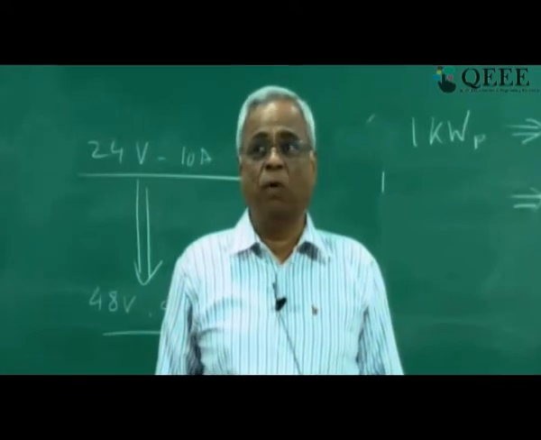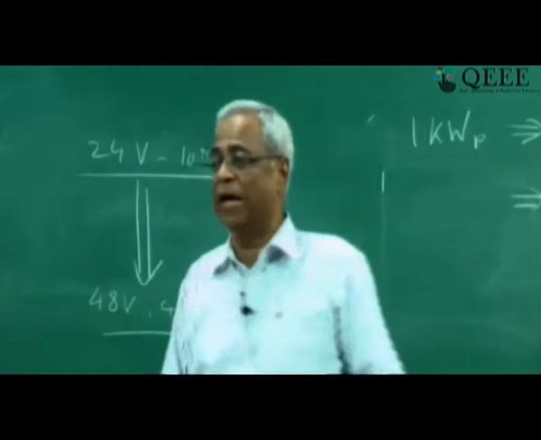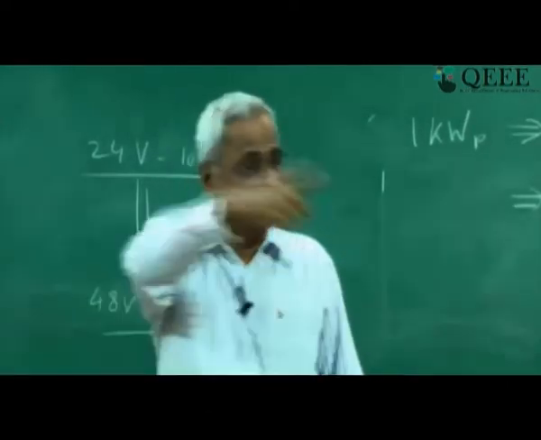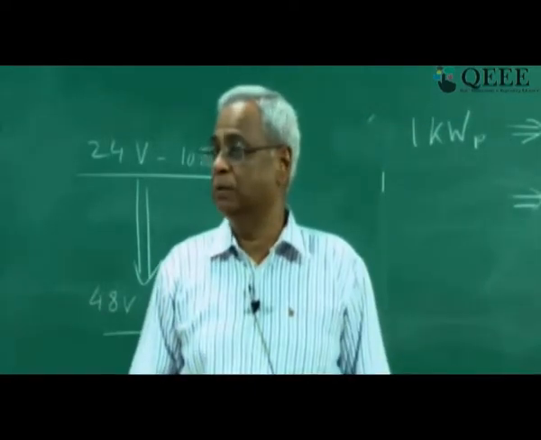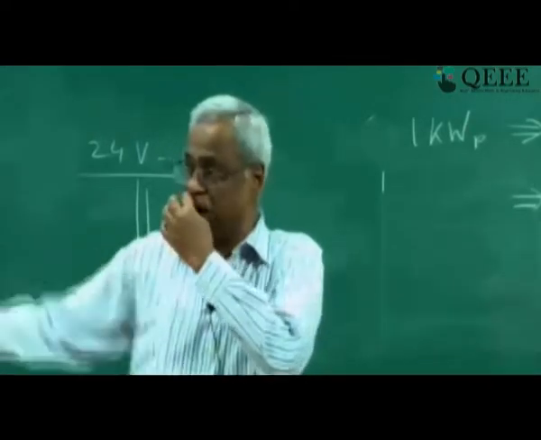What will happen if I put 4 in series? I'll get 24 volt into 4, 96 volt. That's not what I want. So C cannot be the right answer. Anyone say C is the right answer? D, 2 in series, 2 in parallel. 2 in series, 2 in parallel is good because 24 volt into 2 is 48 volt.